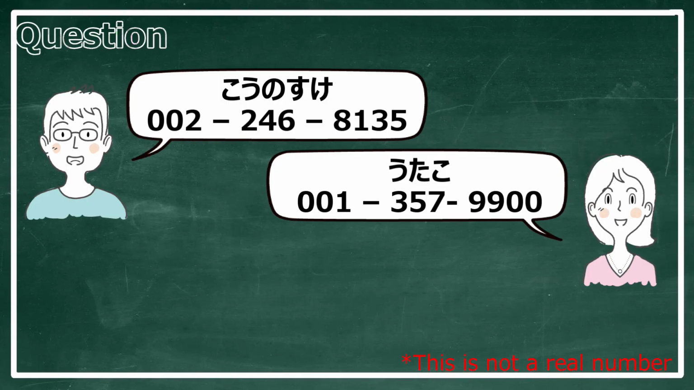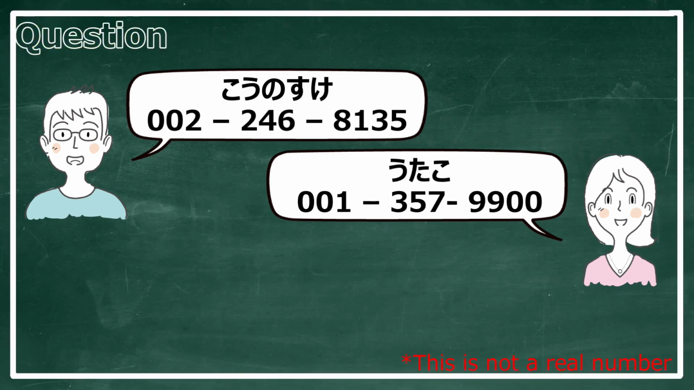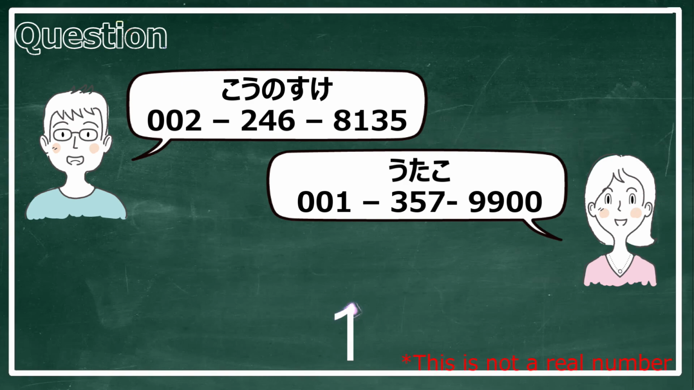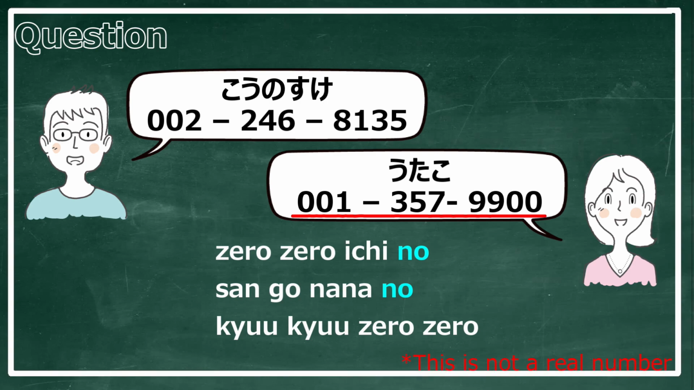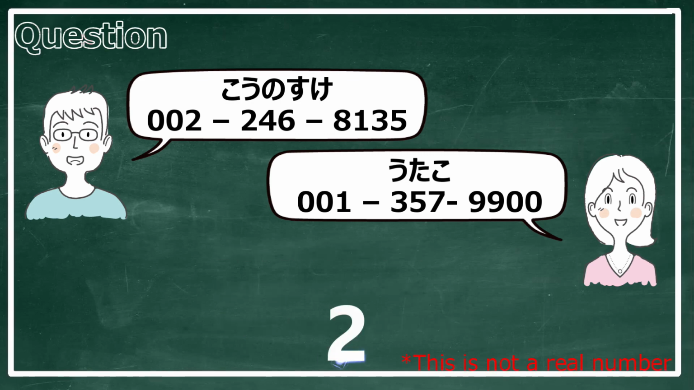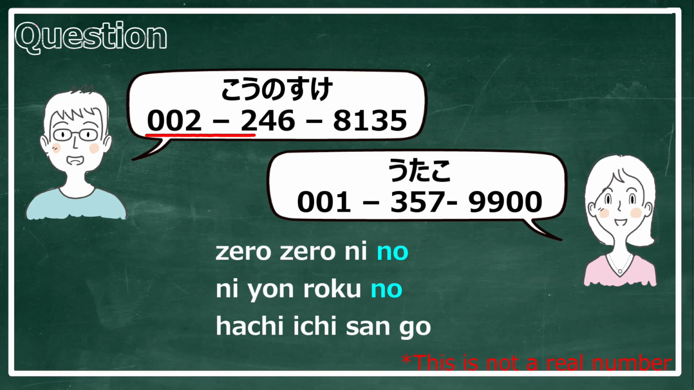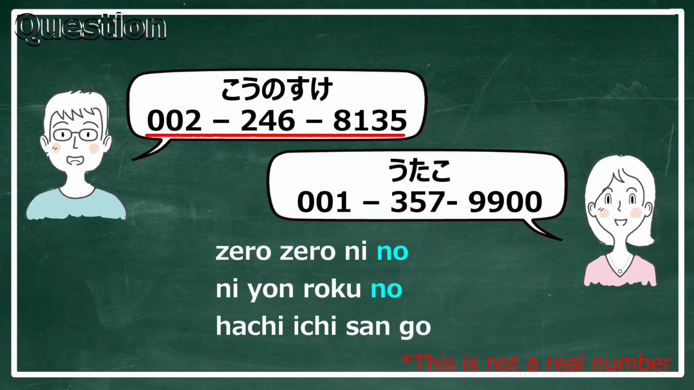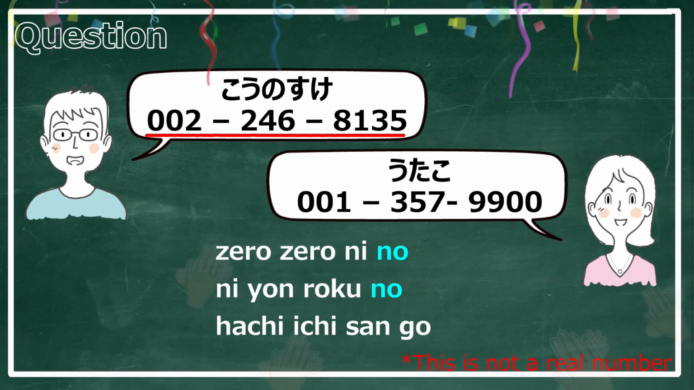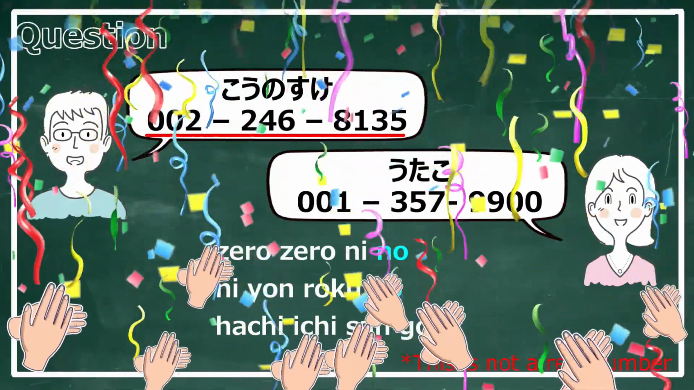Practice. Question. Look at these pictures and answer the questions. うたこさんの電話番号は何ですか？答えは The answer is 001-357-9900。こうのすけさんの電話番号は何ですか？答えは The answer is 002-246-8135。お疲れ様でした。Good work! Now you know how to ask time and age and phone number.